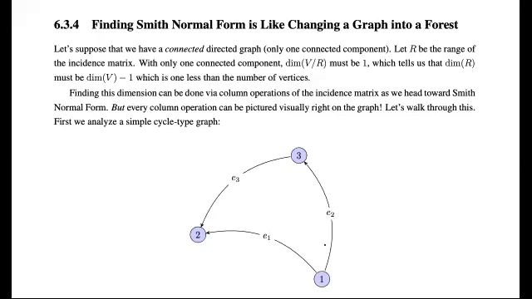This is subsection 6.3.4. Finding the Smith normal form of the incidence matrix is like changing a graph into a forest. What is a forest? A forest is a lot of trees. In fact, it's a graph that has lots of connected components, and each connected component is a tree. What is a tree? It's basically a graph that doesn't have any cycles.